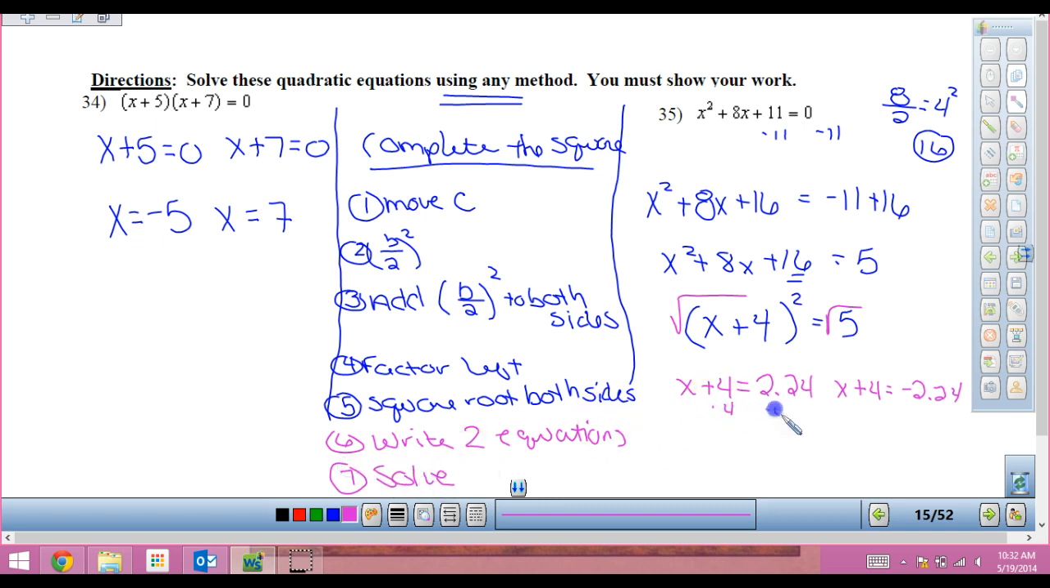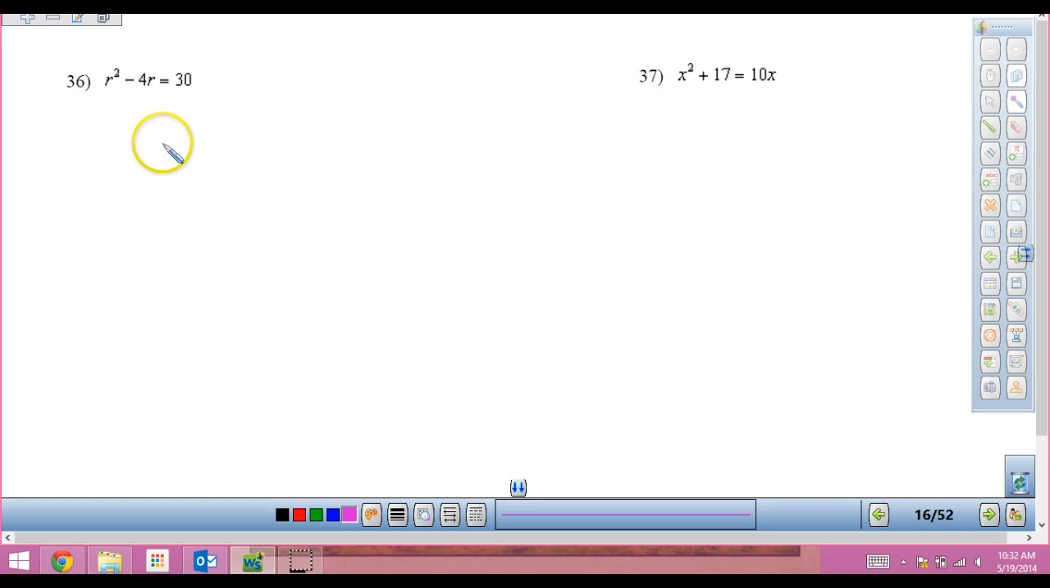So subtract 4 and subtract 4, we get x equals negative 1.76. Subtract 4 and subtract 4, we get x equals negative 6.24. So, moral of the story is, if you cannot factor it, you're going to have to complete the square, or we're going to go ahead and do some also with the quadratic formula.